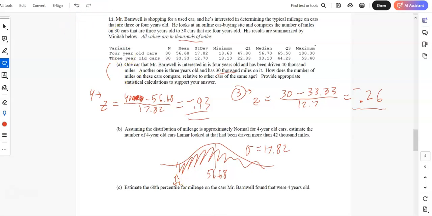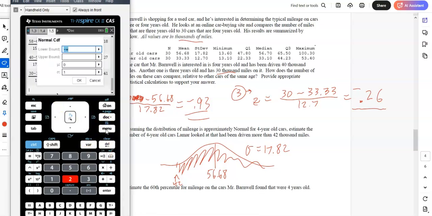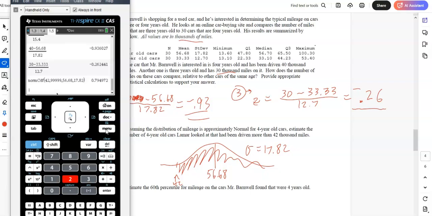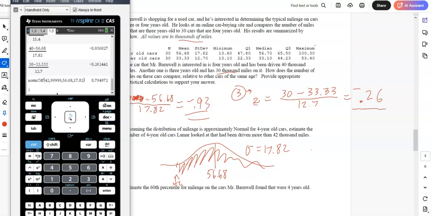We know it's normal. It was given to us. So get your calculator out. Go to the trusty old menu 652, norm CDF that guy. It's going to start at 42. Go to infinity, or a really big number. The mean was 56.68. The standard deviation was 17.82. 0.79. So 79. Let's see. That's an option. Oh, it's 0.7945 is the answer. What are the units of that one?